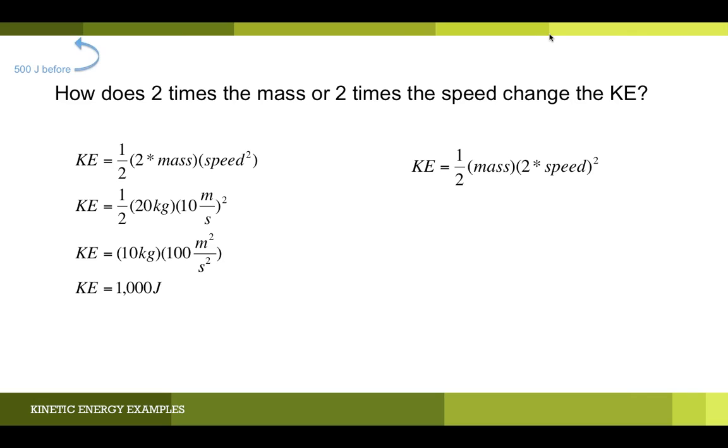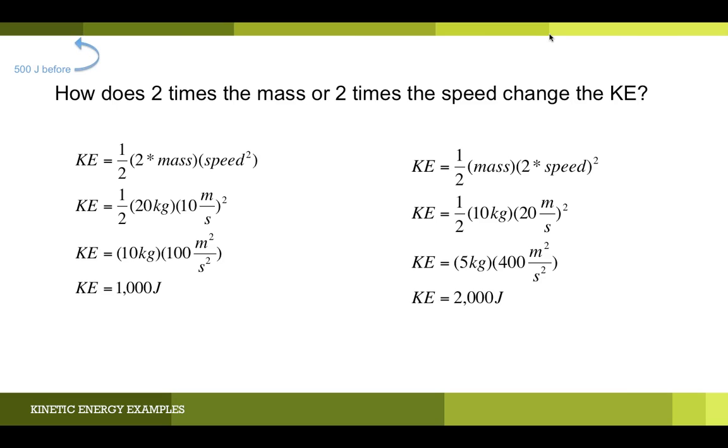All right, so let's do that first problem again, but this time we'll double the speed instead. So we'll leave the mass at 10, and now we'll use a speed of 20. So 1/2 times 10 times 20 squared. Now plugging that into our calculator, we'll find that the kinetic energy equals 2,000.